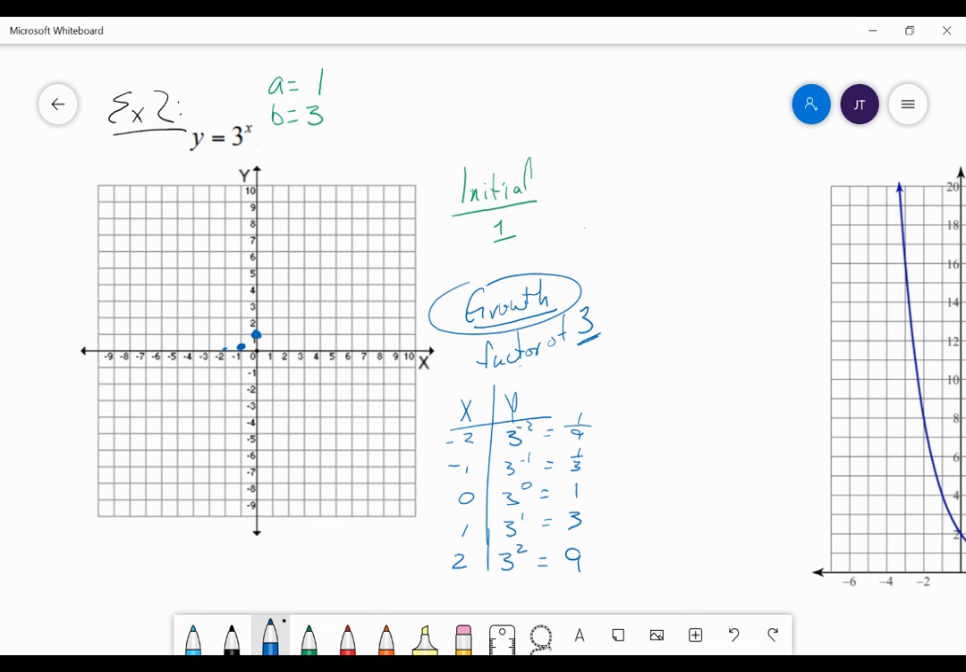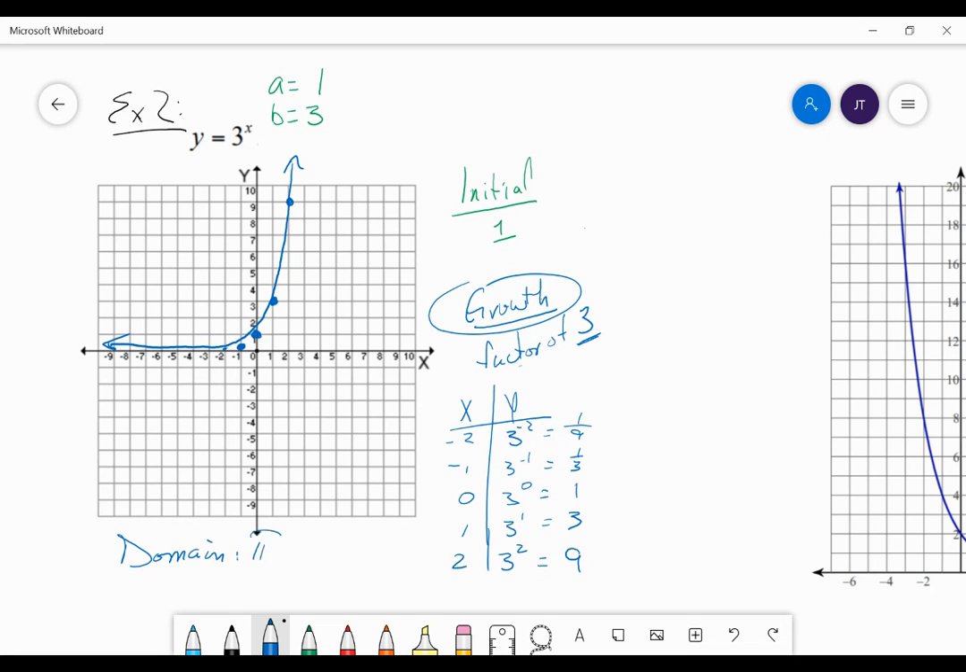So then we have the 1, then 3, 9. And there's our graph. And now we look at domain and range.